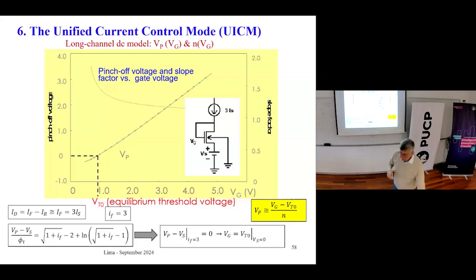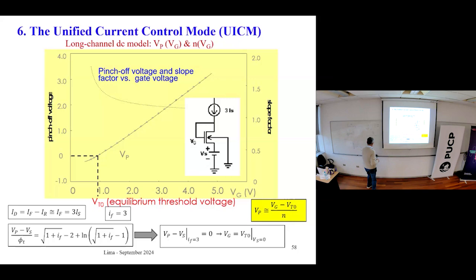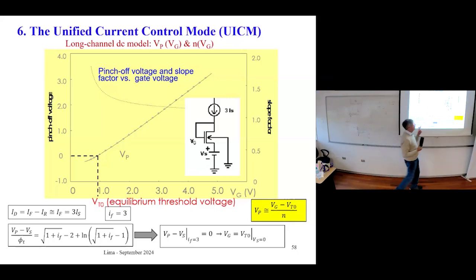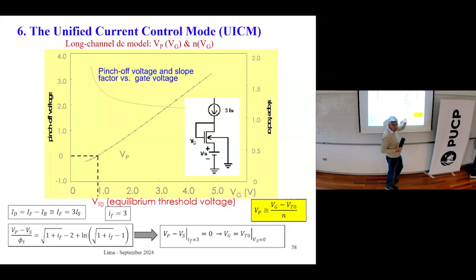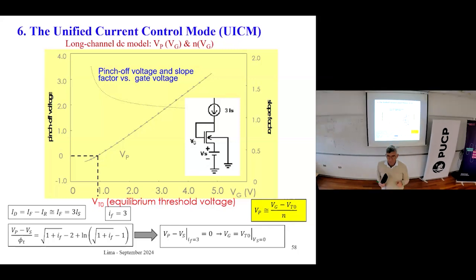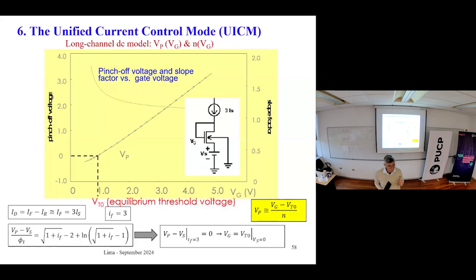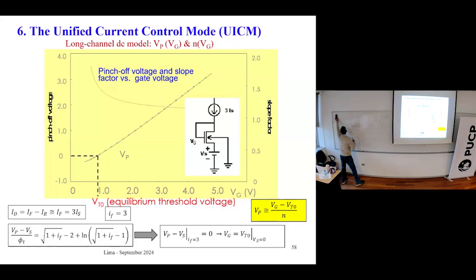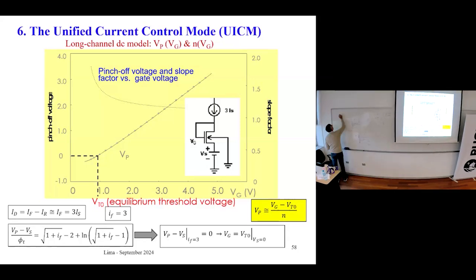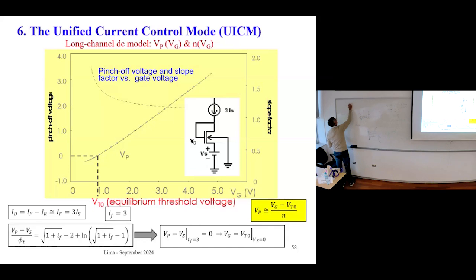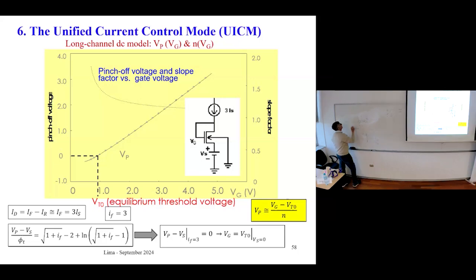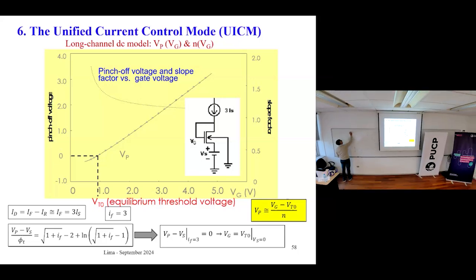Let me explain this using our model. First explanation: in this configuration, the transistor operates in the saturation region. So ID is equal to IF. ID equals IF minus IR, and IR is much less than IF. And this is IS times IF.